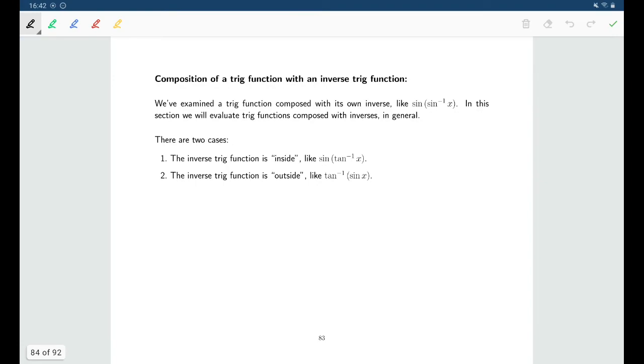All right, so we're also going to do a little bit of composing trig functions and inverse trig functions, this time mixed. So before it was sine and sine inverse, or cos and cos inverse together. Here we'll be looking at things like sine with tangent inverse, or sine inverse with cosine, things like that. And there's two cases. There's the case where the inverse trig function is on the inside, so something like sine of tangent inverse. And then we'll have the case where the inverse trig function is on the outside, so something like tangent inverse of sine.